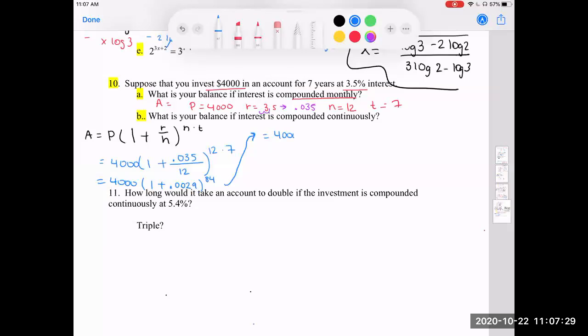So I have 4,000 times 1.2771, and it continues. Last piece, let's multiply it by 4,000. And our answer is 5,108. And we want cents, so we only want 2 decimal places. 66.